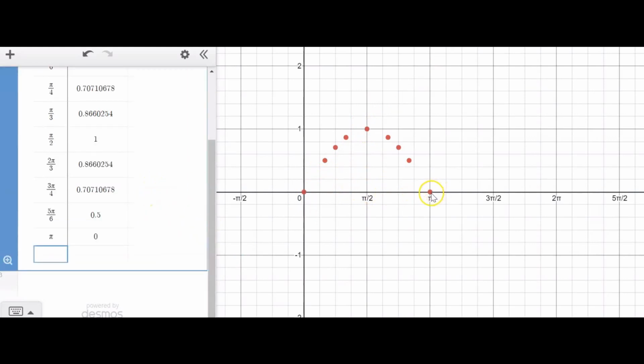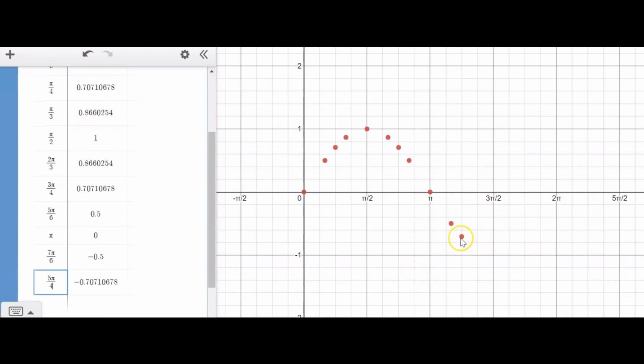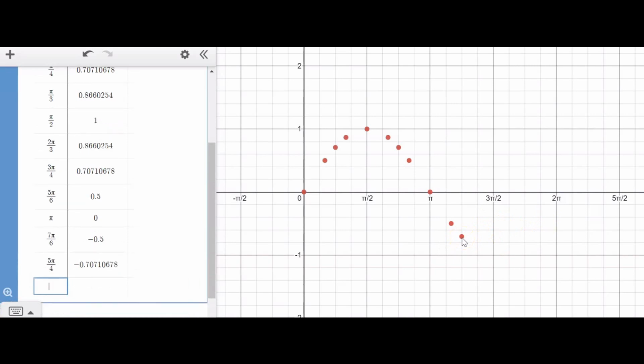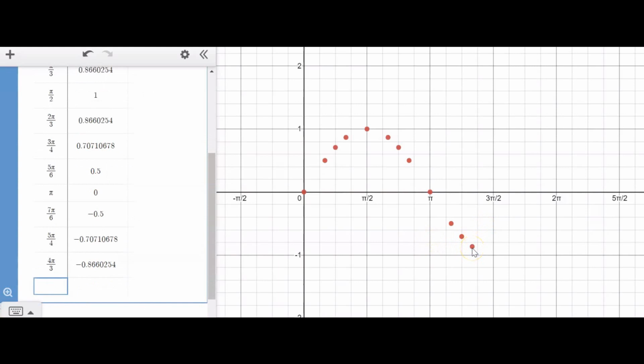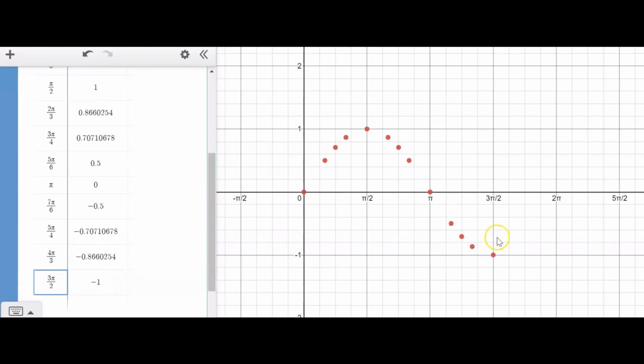All right, so we know that on the table, the next thing we'll see after pi is 7 pi over 6, which will give us negative 1/2, which is now down here because it's negative, right? All the rest of them are going to be down here because they're negative. Then we're going to have 5 pi over 4, which is negative square root of 2 over 2, or negative 0.7071. Then we're going to have 4 pi over 3, which is going to give us negative square root of 3 over 2. And then 3 pi over 2, which is going to give us negative 1, because sine of 3 pi over 2 is negative 1.